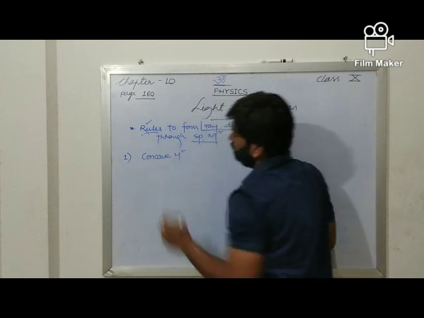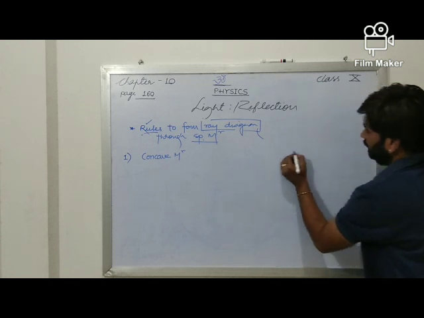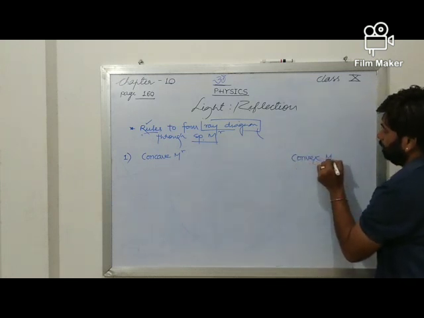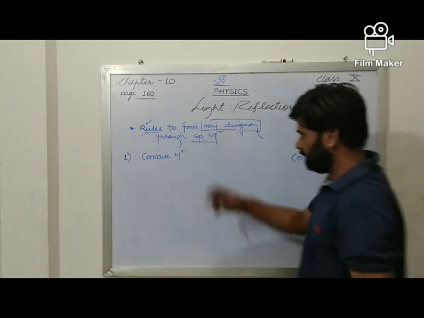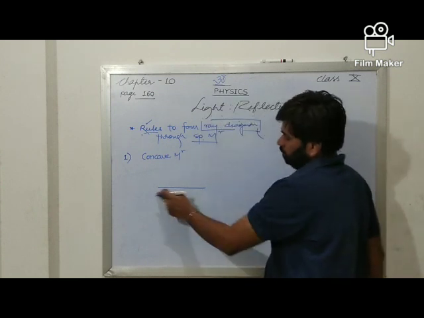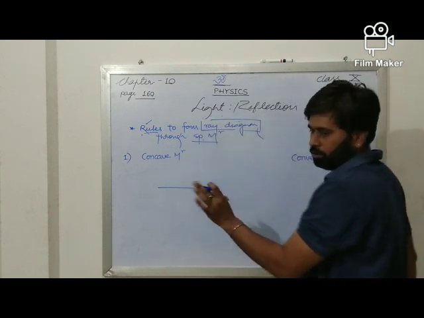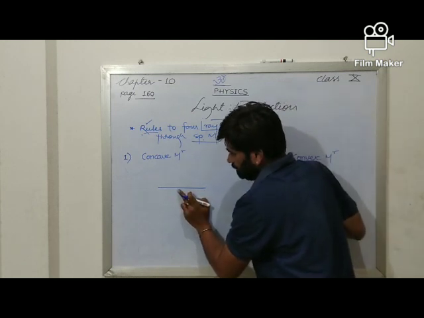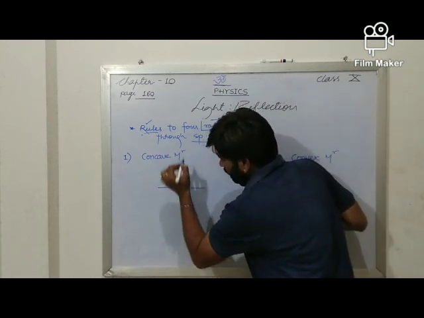For concave mirror, and here let me write convex mirror. Now in 2D, how will you draw them? First of all you will draw a straight line. Right now I am not taking the name of this particular straight line, although it is known as principal axis, so we will see later on.